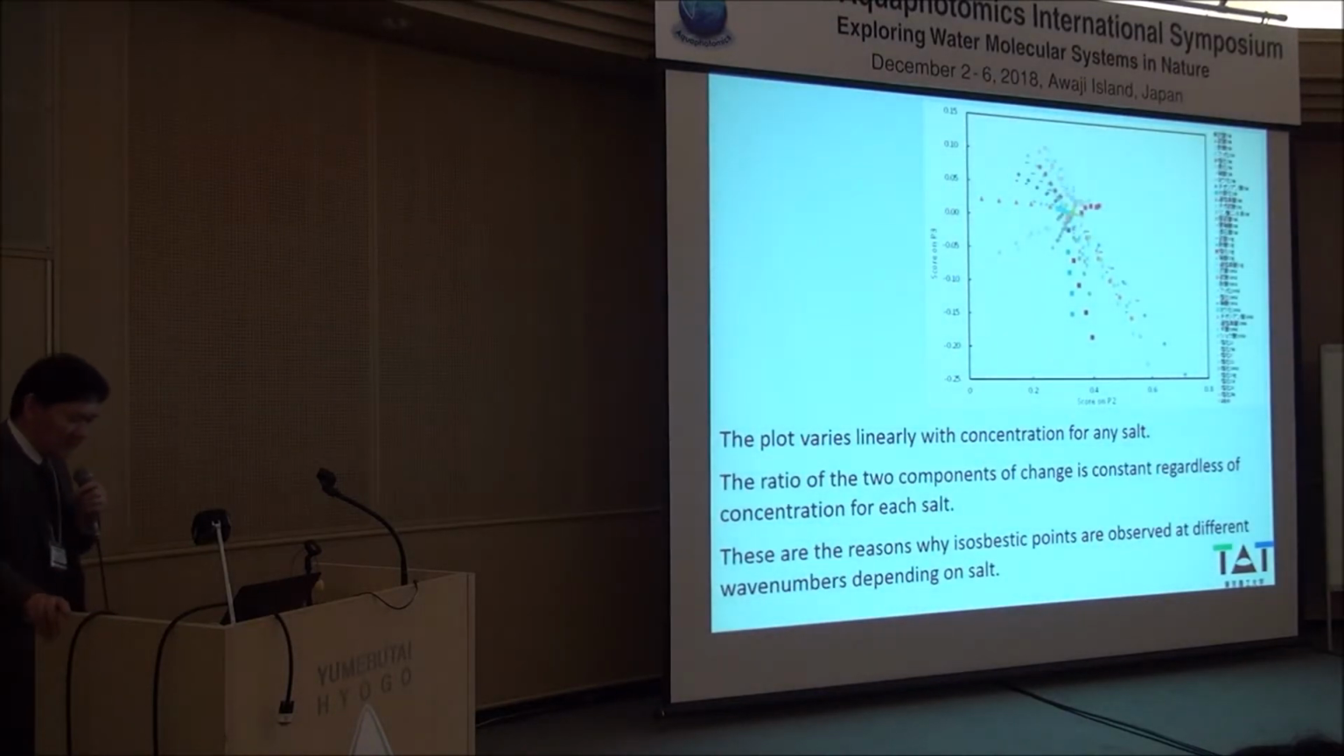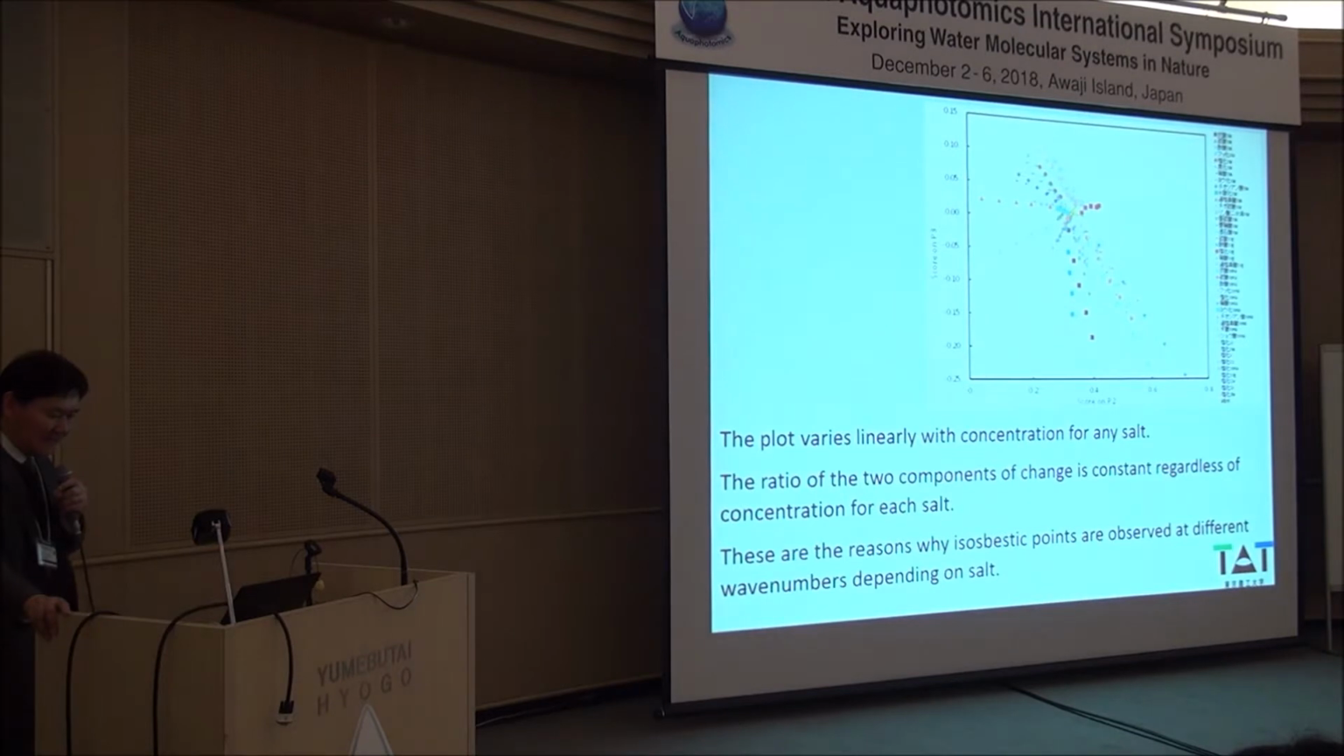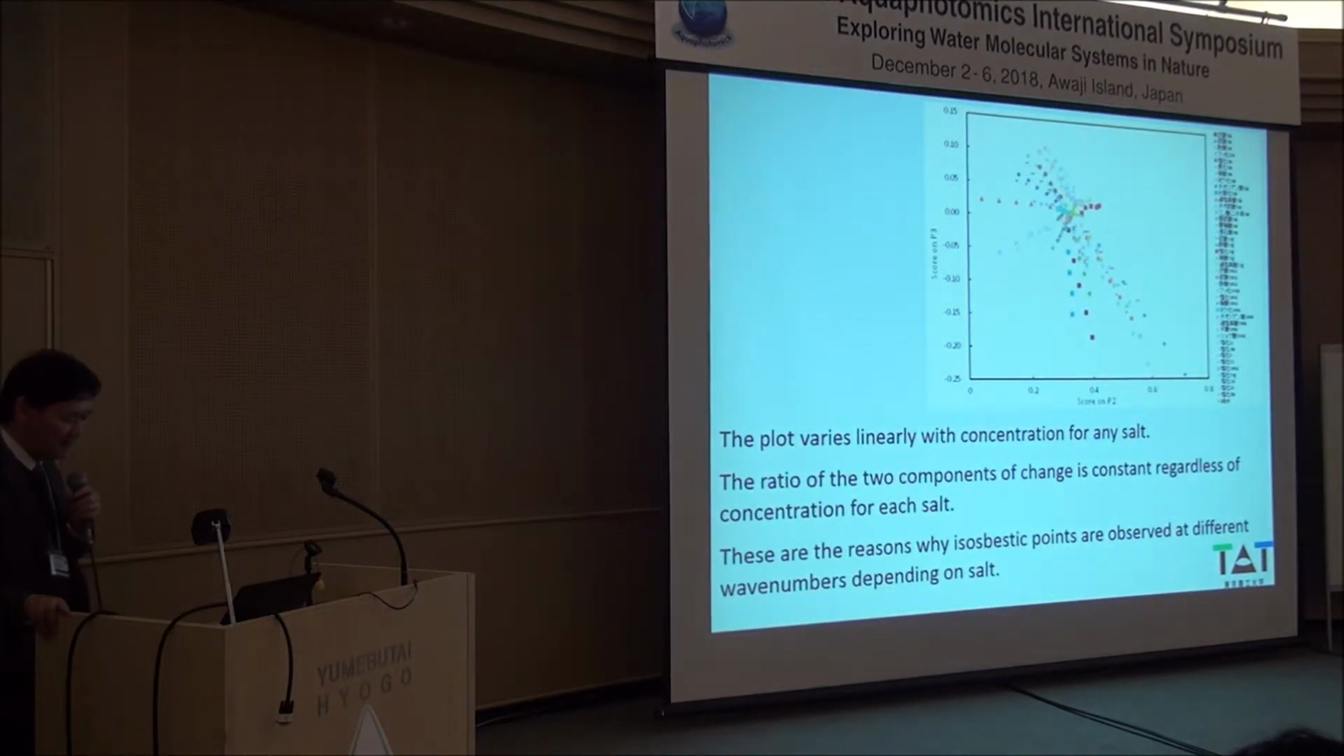Results found for the score plots. The plot varies linearly with concentration for any salt. Linear variation means that the ratio of the contribution of two components is constant regardless of the concentration of each salt. This is the reason why isosbestic points are observed at different wave numbers depending on the salt.